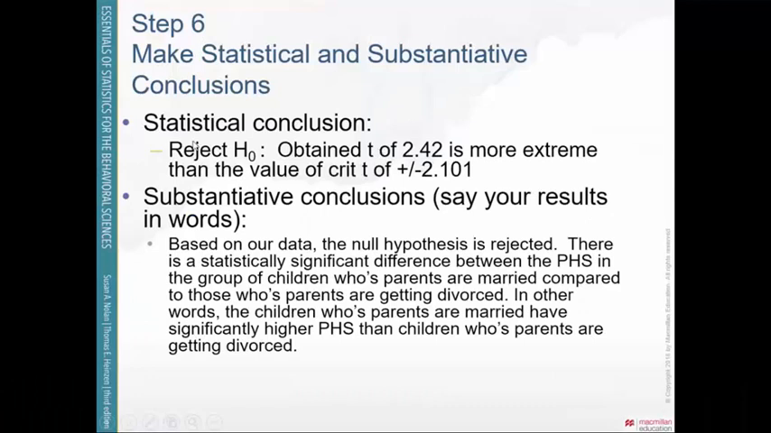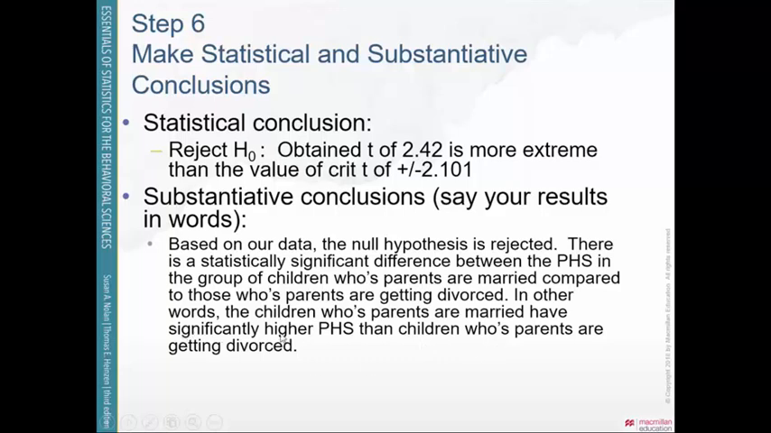So our statistical conclusion: we reject the null. Our obtained t of 2.42 is more extreme than the value of the critical t, which is plus or minus 2.101. In words, so our substantive conclusion, based on our data, the null hypothesis is rejected. There's a statistically significant difference between the physical health score in the group of children whose parents are married compared to those whose parents are getting divorced. In other words, the children whose parents are married have significantly higher physical health scores than children whose parents are getting divorced. And that's important.